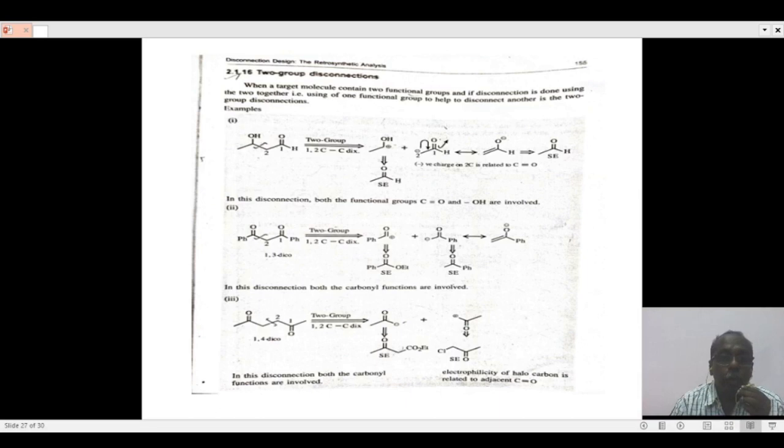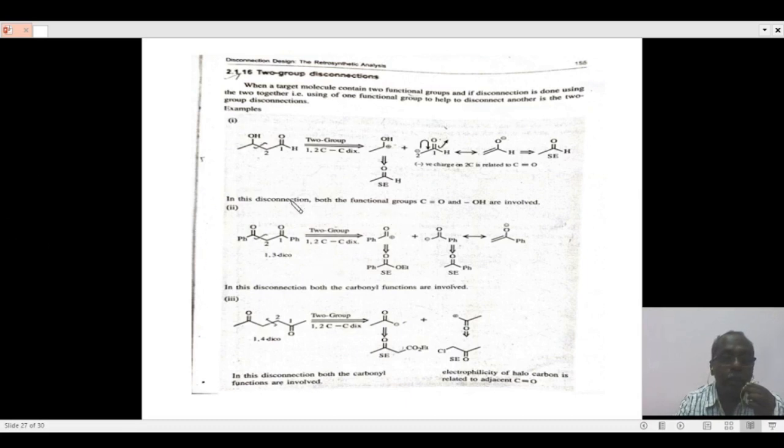Here it is an example of 1,3 difunctionalized. The first carbon has a carbonyl group and the third carbon has an OH group. One is a ketone, another is OH. Here OH is more reactive, therefore the OH carbon is broken during the disconnection. The second carbon is broken. Therefore, it is 1,2 disconnection. Then the next example.